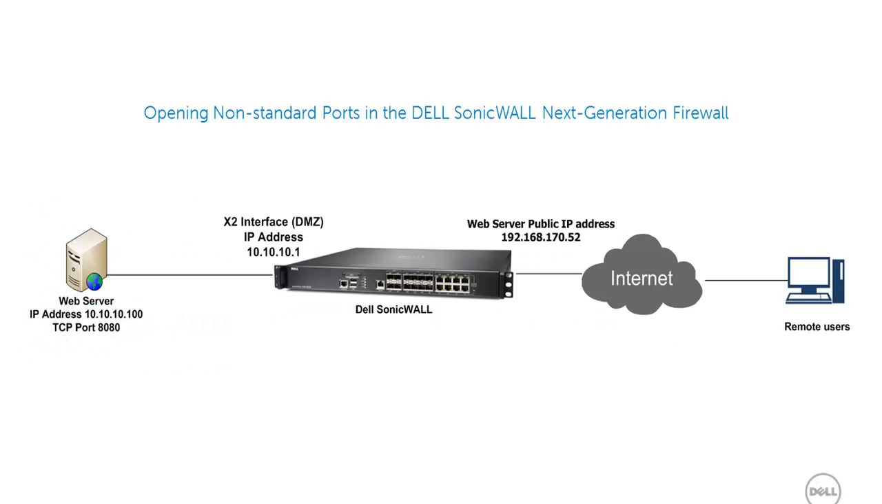In our example network, we have a web server located on the DMZ zone of the SonicWALL. It is listening on TCP port 8080 and has been assigned a private IP address of 10.10.10.100. The web server's public-facing IP address is 192.168.170.52. Remote users will connect using the standard HTTP port 80 and must be able to access the web server.